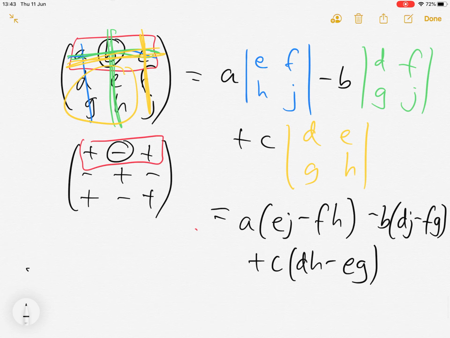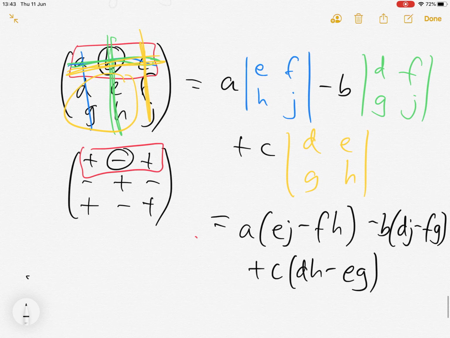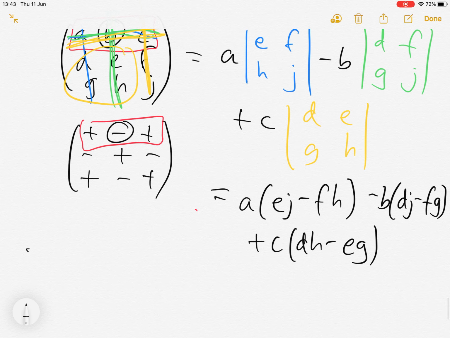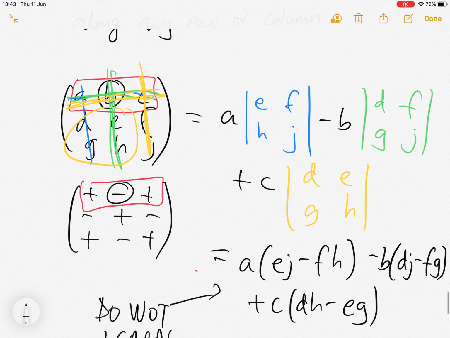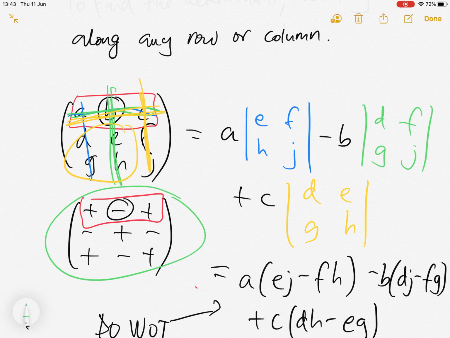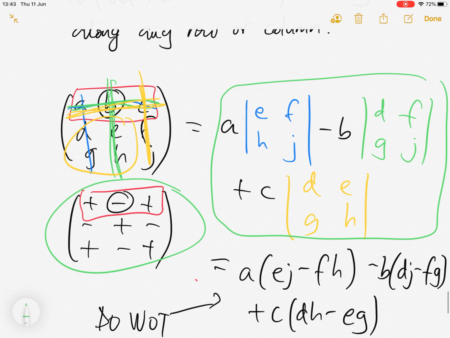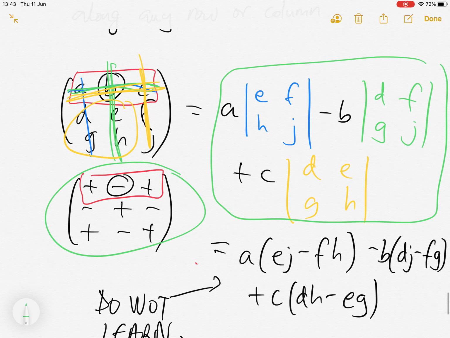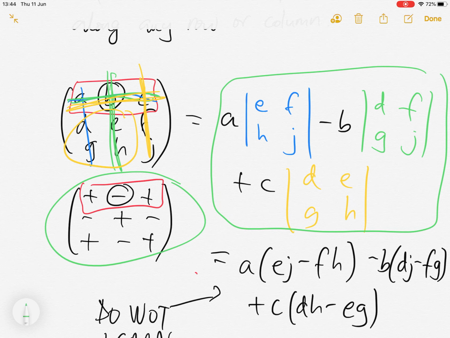That's not a very nice formula, so definitely do not memorize something like this. If you want something to learn, it would be the plus minus plus diagram and the procedure here. To work out each entry, first you use the plus minus plus diagram, you multiply by the entry in the matrix, and then you multiply by the determinant of the submatrix left if you cross out the row and column containing that entry.